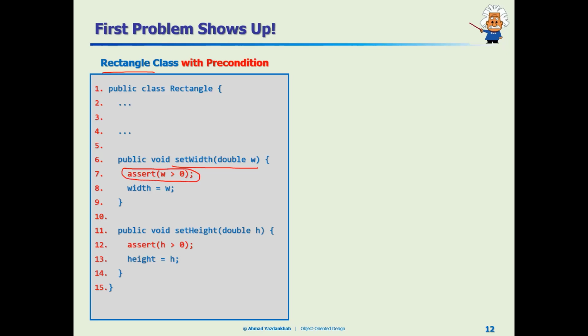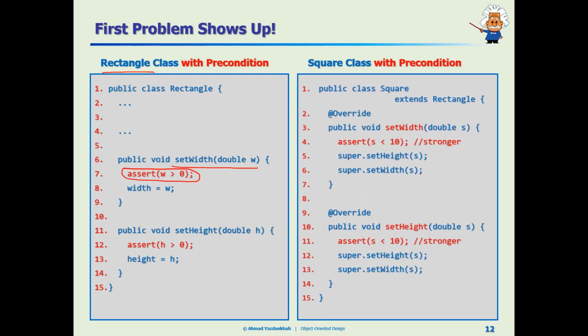From the syntax point of view, it's a little bit different than whatever we use in the test cases. So this is Java, the pure Java, but the one that we use in test case is actually from the JUnit framework. All right. So this is our precondition for set width for the rectangle, right? And of course we have the same thing here. For simplicity, I am using the same thing.